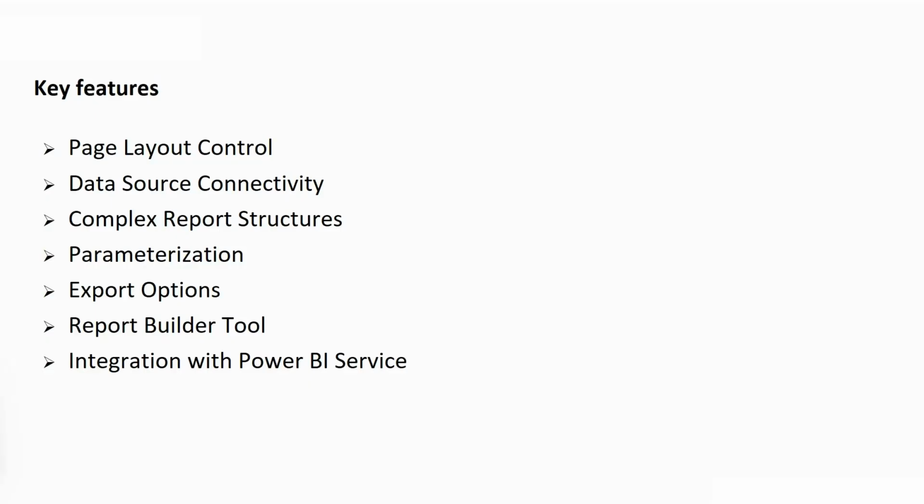The next one is parameterization. Users can define report parameters to filter data automatically or dynamically, enabling the creation of personalized reports for different users or scenarios. For example, a sales report could be parameterized by region, allowing users to generate reports specific to that area.